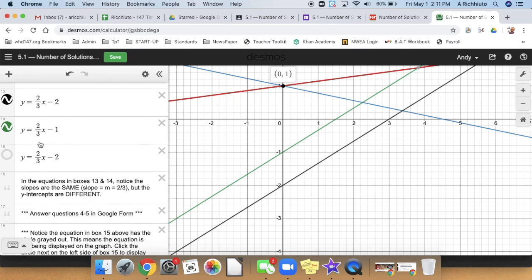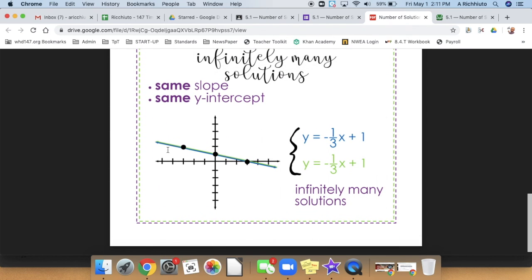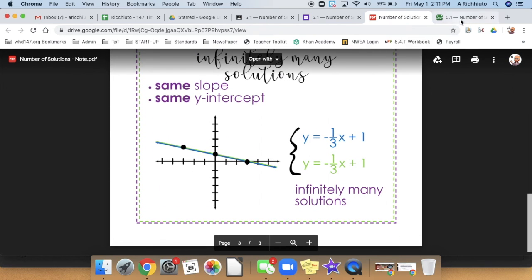Next thing we're going to do is turn this green line off, and we're going to turn this equation on. So we're going to see the graph of this line land right on top of the graph of the black line. Well, why is that? Well, they have the same slope, they have the same y-intercept. That means it's the same line. It's going to be right on top of the other one.